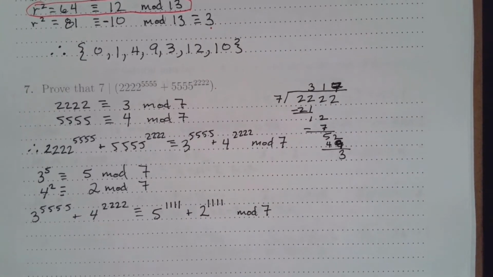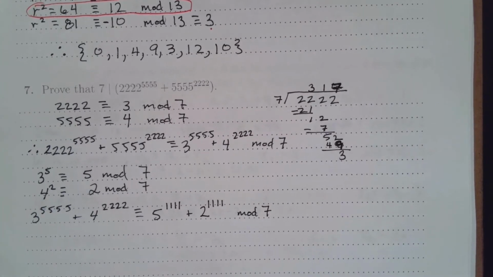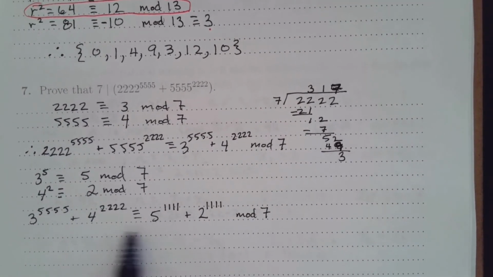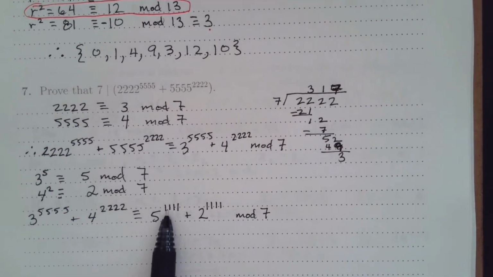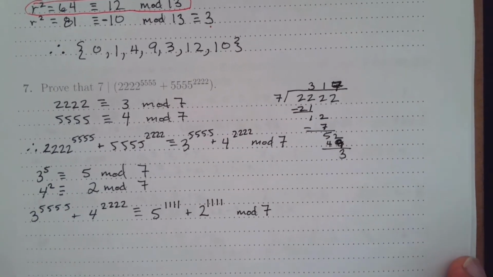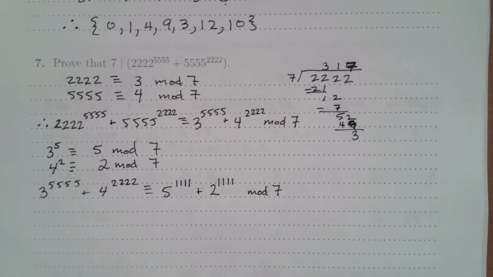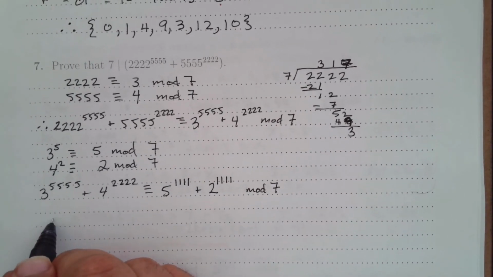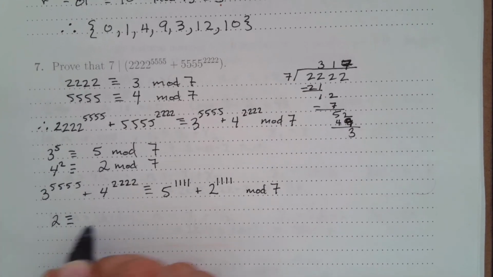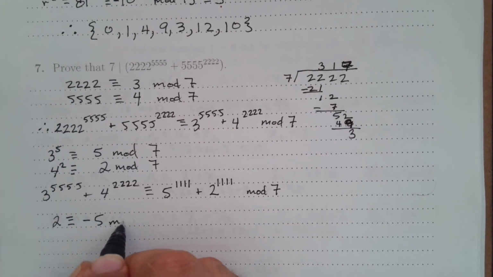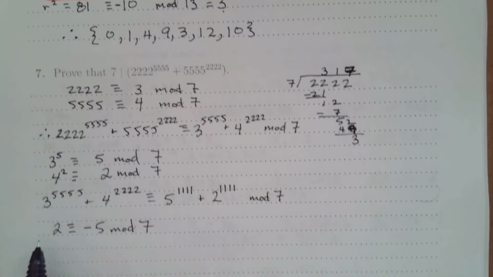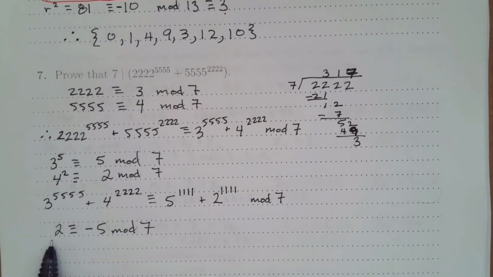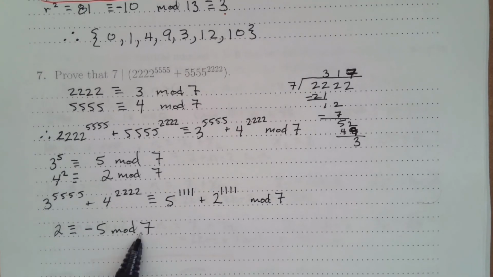At this point, some people might wonder where to go next, and try a similar approach and ask what 5 to some power equals mod 7. But if we're thinking carefully, let's be clever about this. What do we know about 2? We know that 2 is equivalent to negative 5 mod 7, because if I subtract 7 from 2, I get negative 5.